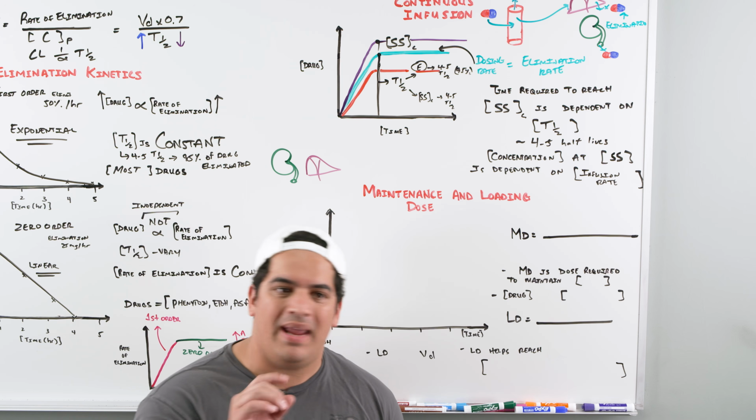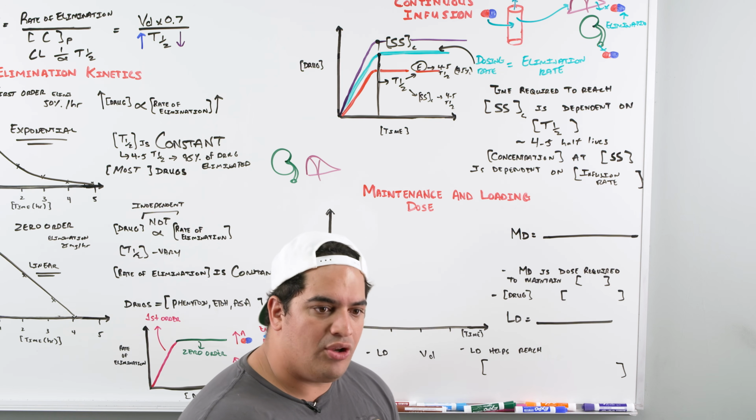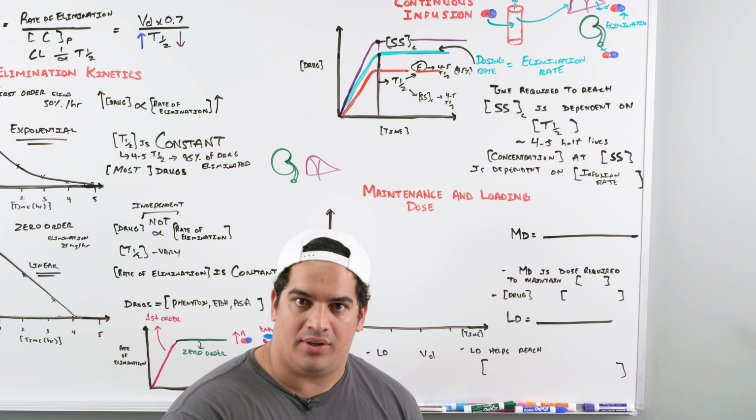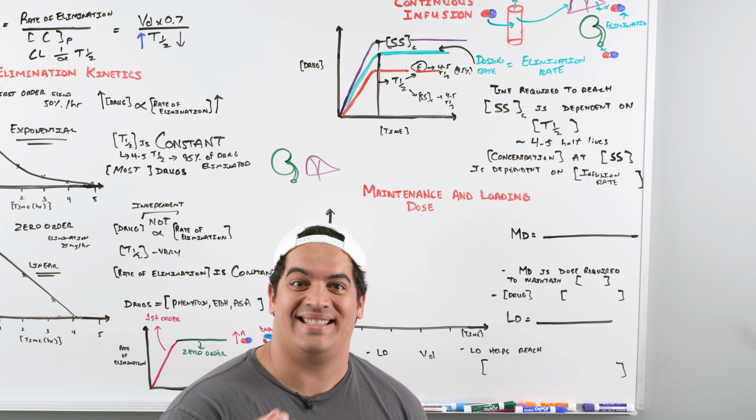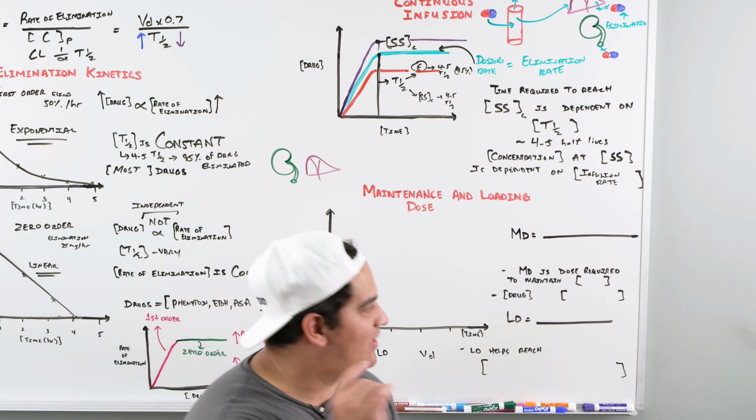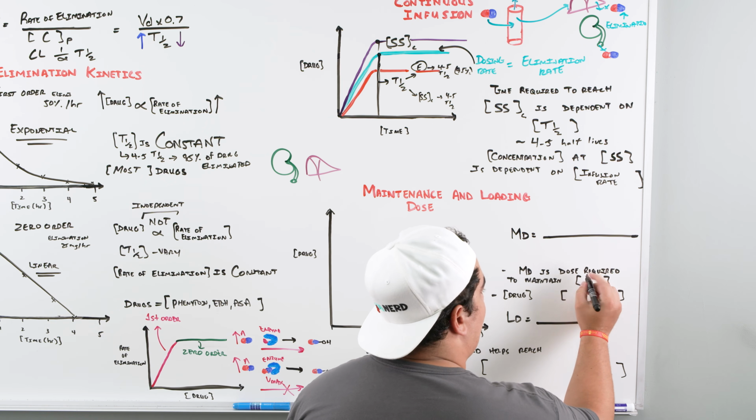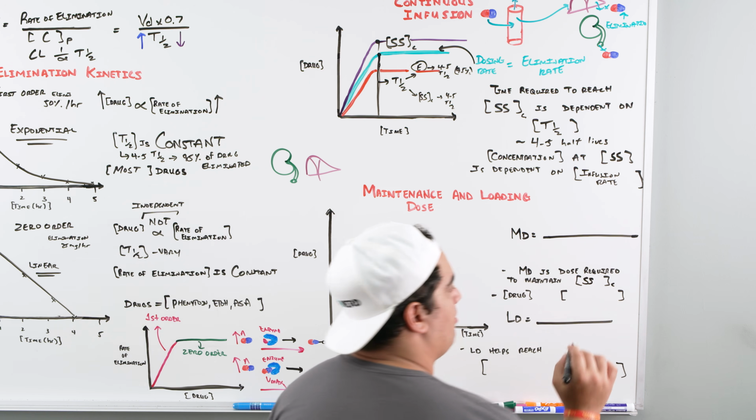All right, so maintenance doses and loading doses. So what is a maintenance dose? A maintenance dose is basically the dose of drug that you want to give a patient that's required to maintain steady state concentration. That's all it is. It's the dose required to maintain steady state concentration, my friends.